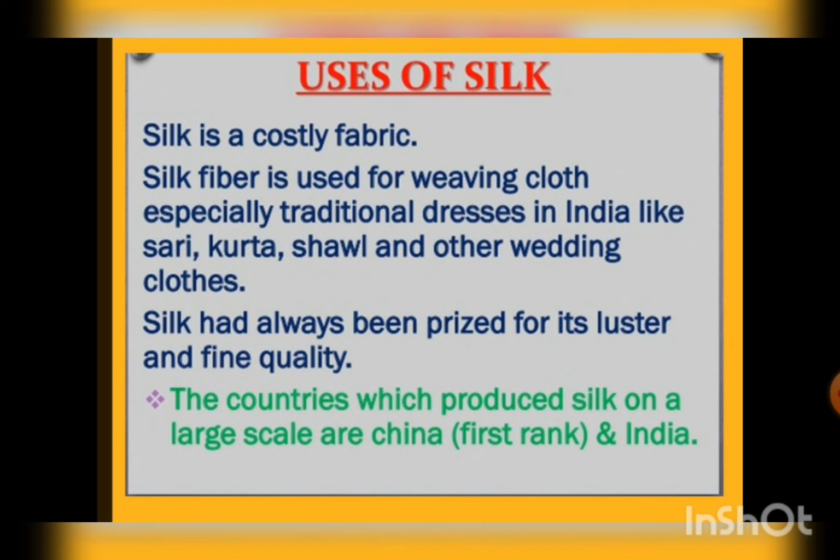Now, use of silk. Silk is a costly fabric. Silk fiber is used to weave clothes, especially traditional dress in India like sari, kurta, shawl, and other wedding clothes. Silk has always been prized for its luster and fine quality. Now, silk is the most expensive cloth in the market. The countries which produce silk on a large scale are China, the first ranker, and then India.